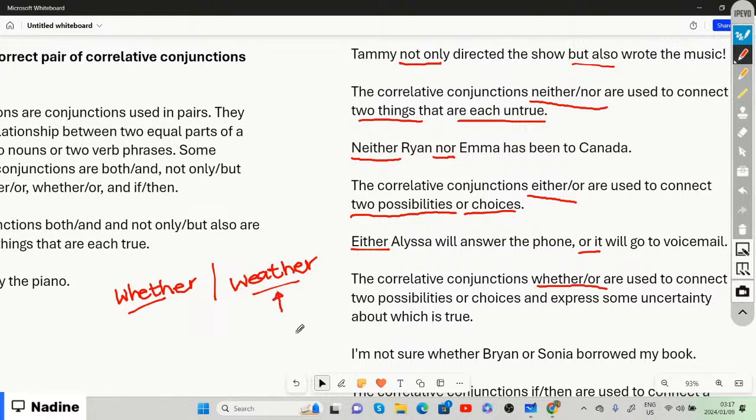Because this weather that I'm pointing at refers to being sunny, windy, cloudy, snowing, raining, right? That is the weather that you see daily. And this word, whether, right? It's kind of to express some form of uncertainty. So it's like, I need to decide whether I need to go or whether I need to stay. Right? So it's also possibility or choices.